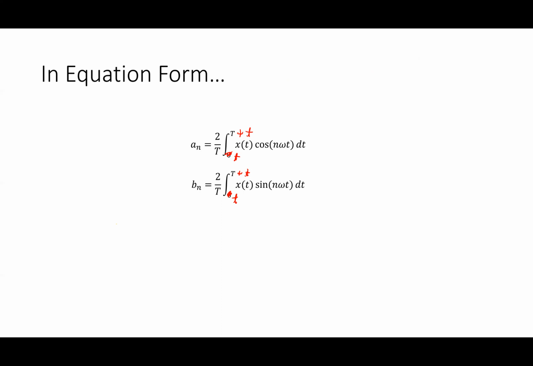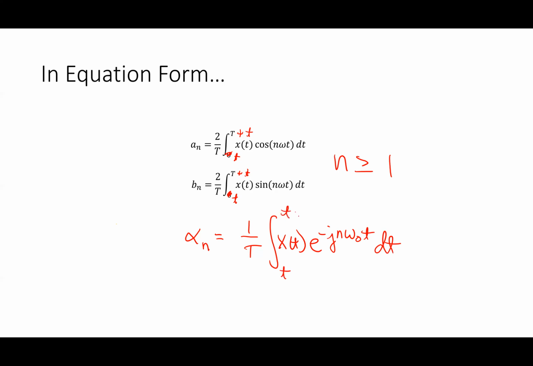Now, this only holds true for what values of n? What value of n does this not work for? 0. Okay. So this is true here for n greater than or equal to 1. Now, the other formula, again without deriving it, for the alpha values, is 1 over T times the integral of x of t e to the negative j n omega naught t dt. And again, that applies from t to t plus capital T.